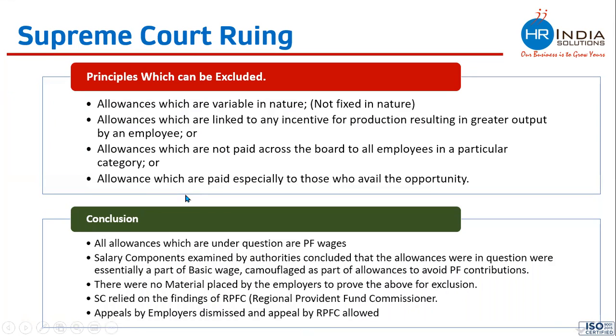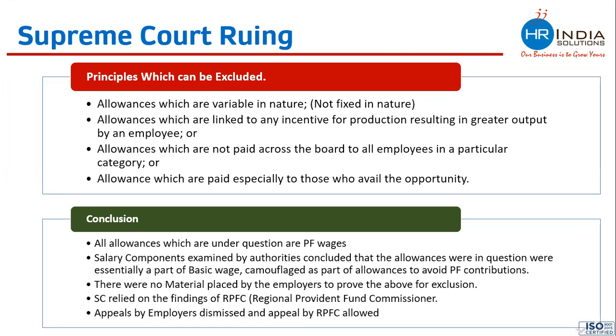What was the justification of this judgment? And which allowances can be excluded from provident fund? Allowances which are variable in nature, which are not fixed. Not fixed in the sense either it is not paid every month, or it is not paid as the same amount every month. The amount is getting varied, or it comes after every 3 months or 5 months. All the allowances which are not regular in nature can be excluded.